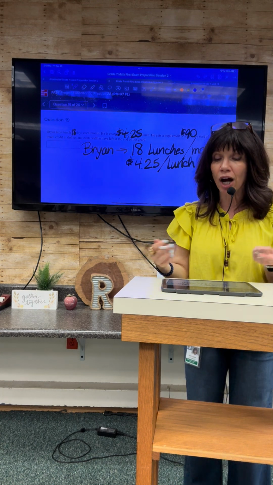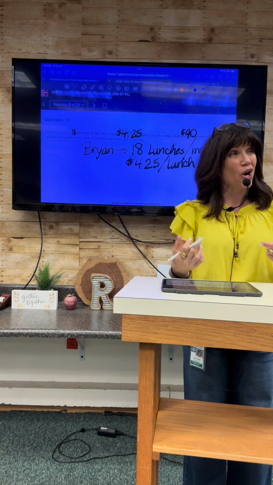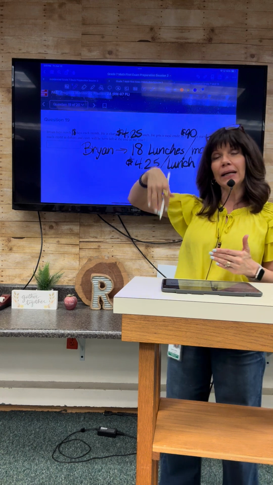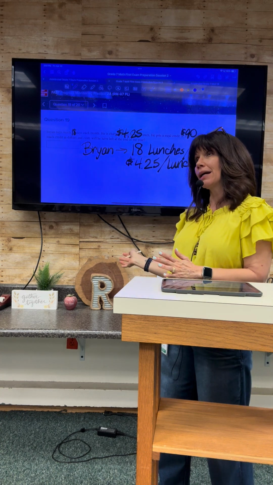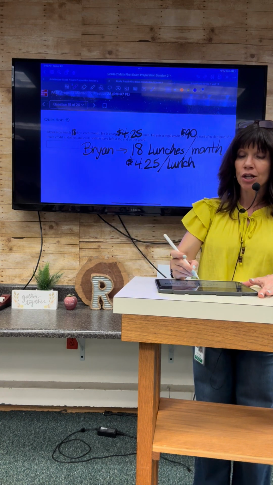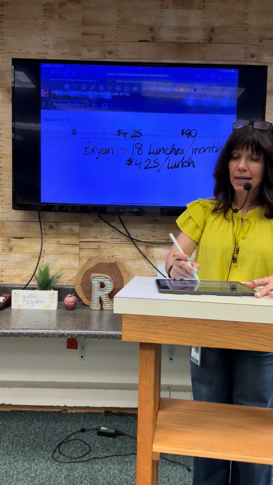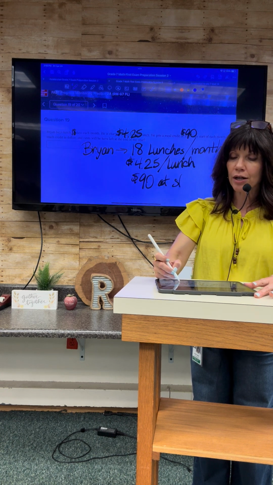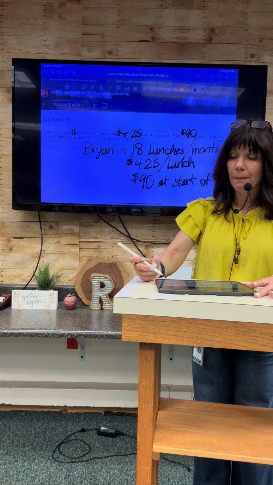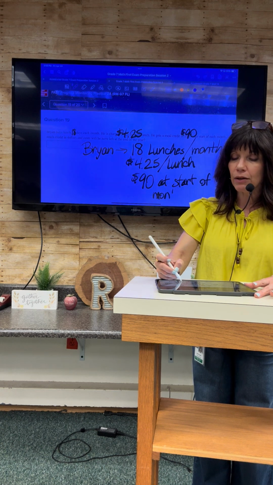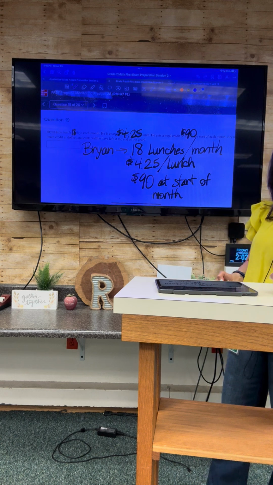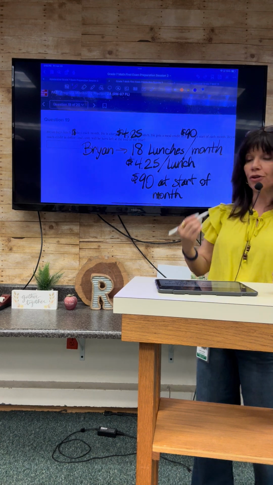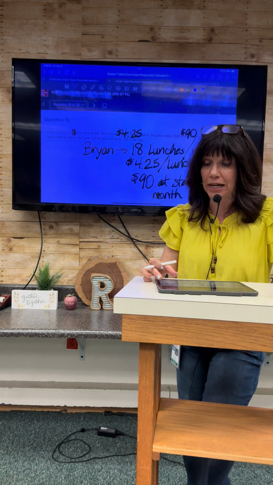So he starts the month with a $90 meal credit. Is that like money in the bank or money out of the bank? Money in the bank. So I would go ahead and write $90 at start of month. You want to write your understanding of what's happening as you read it so your brain can start thinking about what to do with this information.